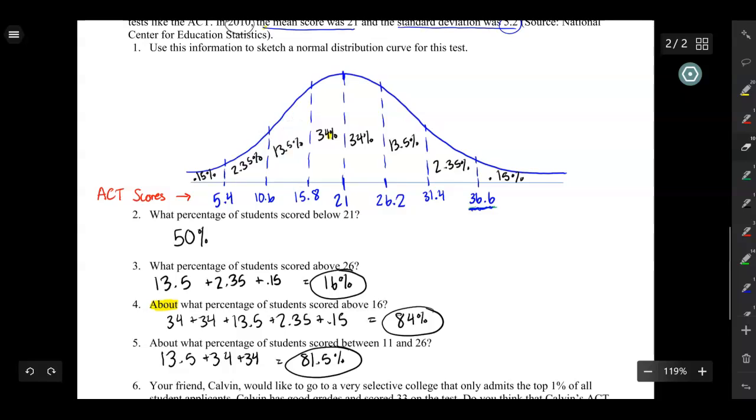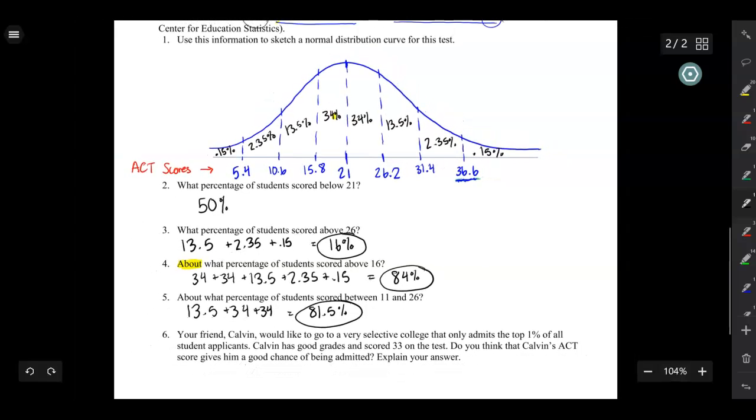All right, let's take a look at this last question. The last question is going to make us think a little bit harder. Your friend Calvin would like to go to a very selective college that only admits the top 1% of all student applicants. Calvin has good grades and scored 33 on the test. Do you think that Calvin's ACT score gives him a good chance of being admitted? Explain your answer. Now here's an important thing to note: as with many statistical questions, there's not going to be a hard and fast answer to this. So we're going to be doing some justifying and some reasoning about this.